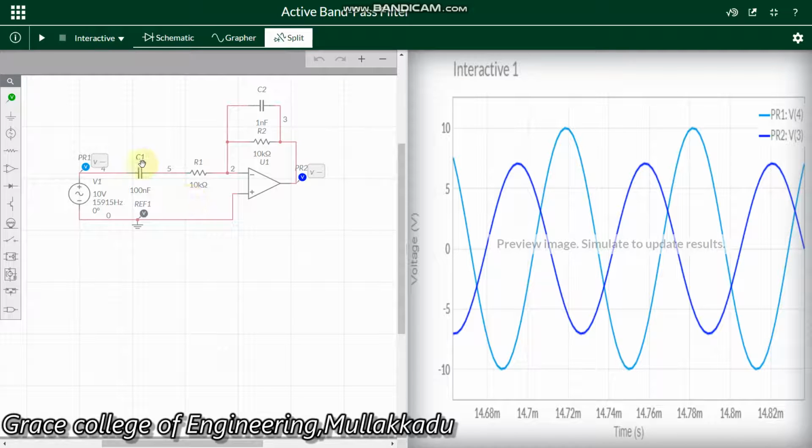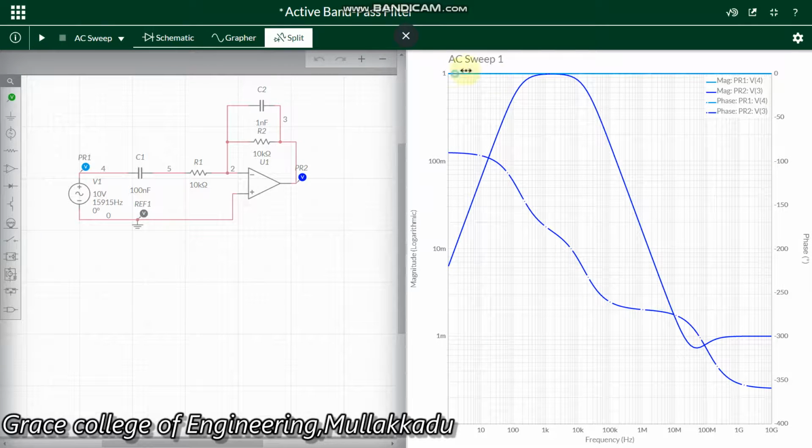This consists of a high pass filter as well as a low pass filter. Therefore, in the design we take these parameters, and we can substitute the design parameter values, so that we get the output. The input voltage is represented by the light blue, and the output voltage is represented by the dark blue. Here we are going to study the frequency response, so we have to choose the AC sweep and click the run button. This shows the magnitude value as a solid line and the phase value as the dotted line. This is the output for active band pass filter.